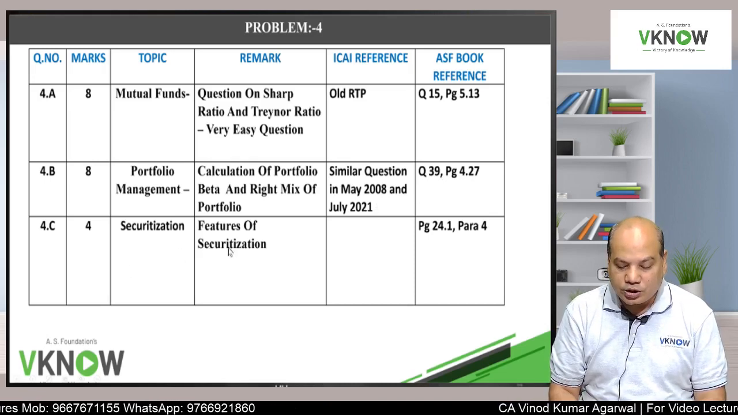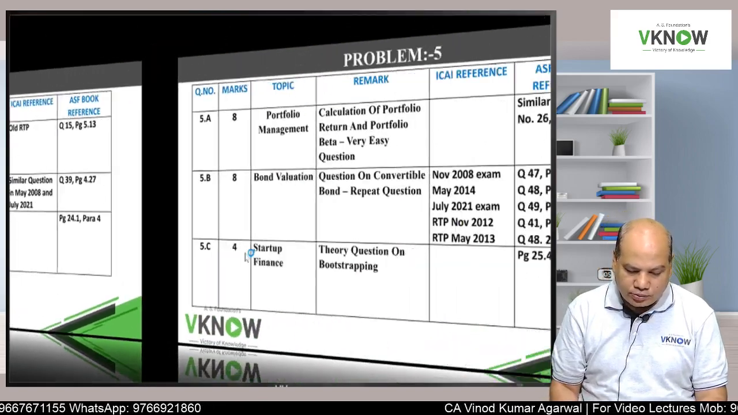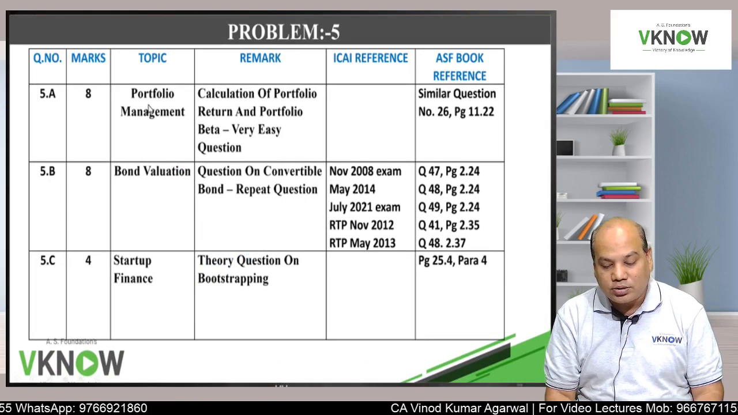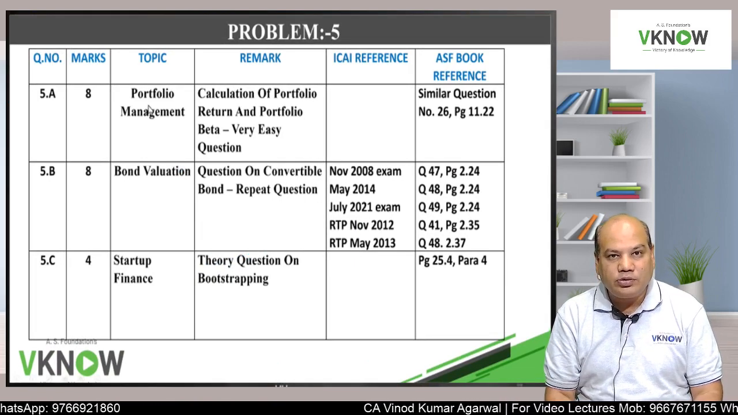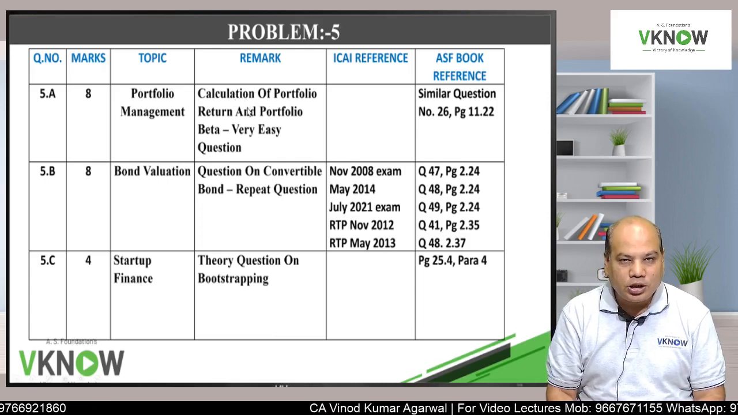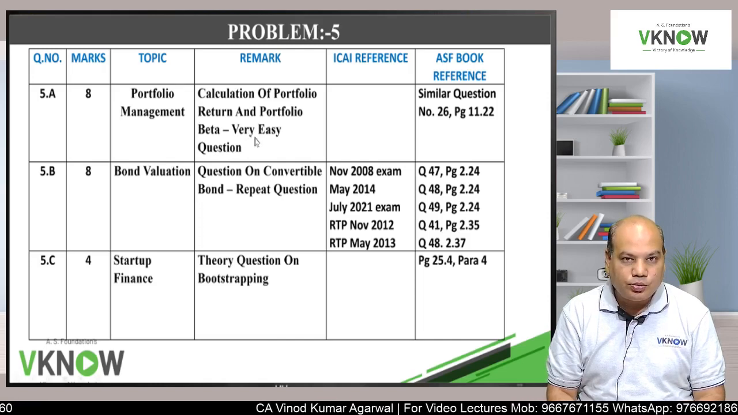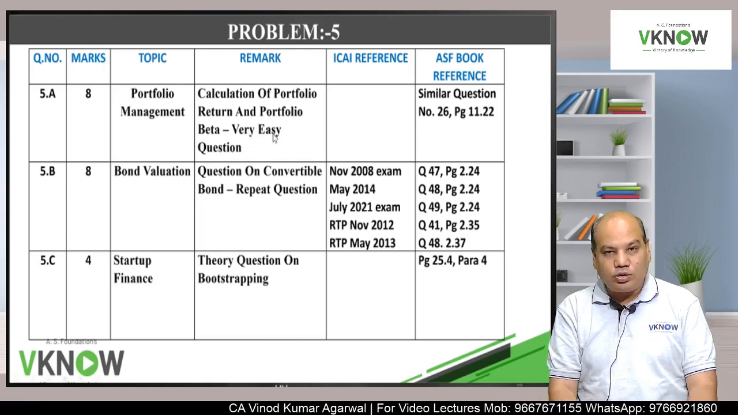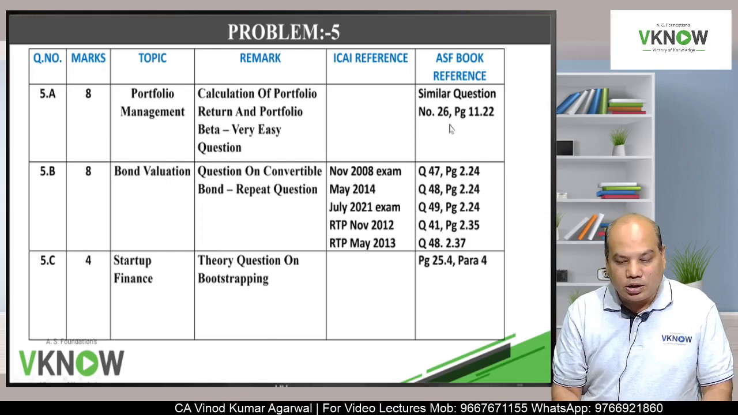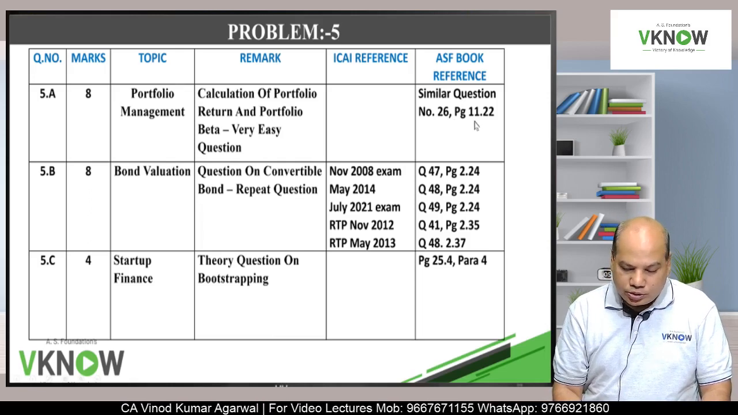Question 4C was on securitization. You have to write features of securitization. Very easy question. Question 5A, 8 marks. Again portfolio management, and you have to compute portfolio return and portfolio beta. One of the very easy questions on portfolio management. With basic knowledge you will be able to solve, and we have covered a similar question in our class, question number 26, page number 11.22.